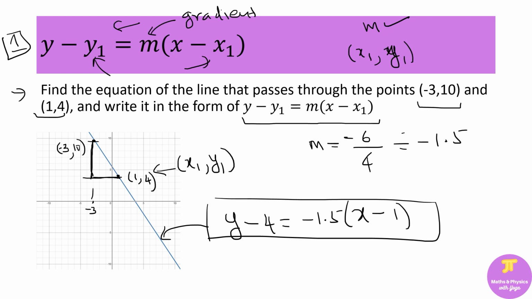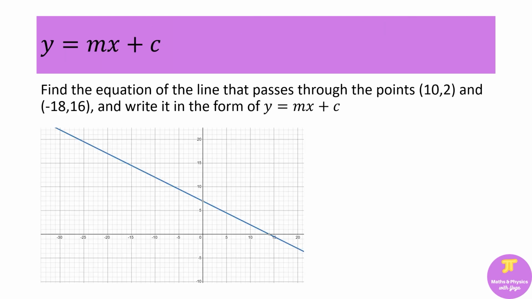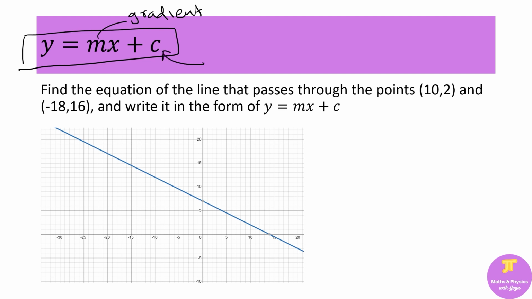Let's look at another method. You can also represent the equation in this format, y equals mx plus c. This is quite a well-known format to represent a straight line. Here there are two things: m is the gradient and c is the intercept, or y-intercept. So if you want to represent a line using this equation, you need to know two things: the gradient of the line and the y-intercept of the line.